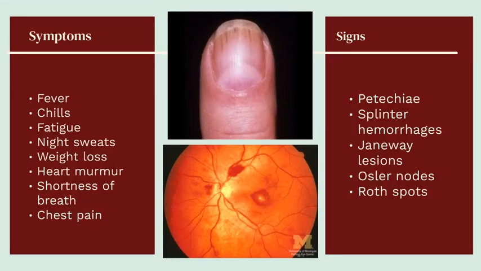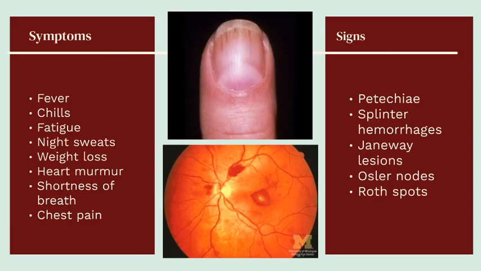Some signs and symptoms. Common symptoms are fever, chills, night sweats, weight loss, heart murmurs, chest pain. As well, you can see here some signs are splinter hemorrhages, which we can see in the fingernails right here, these kind of darkened areas on the nail, as well as Roth spots, which are in your eyes. You can kind of see right here, kind of off to the side, this kind of orange cluster with a really white spot in the middle. That would be a white-centered Roth spot. Janeway lesions and Osler nodes and the petechiae.